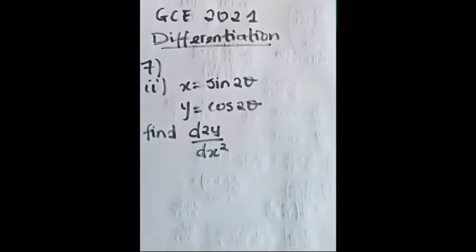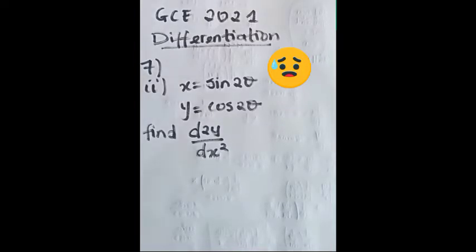Today we're going to take GCE 2021, the differentiation part of it. This is question 7 Roman 2, and it says x equals sine 2 theta, y equals cos 2 theta. They're telling us to find the second derivative, d²y/dx². You can find the question in the link in the description below.